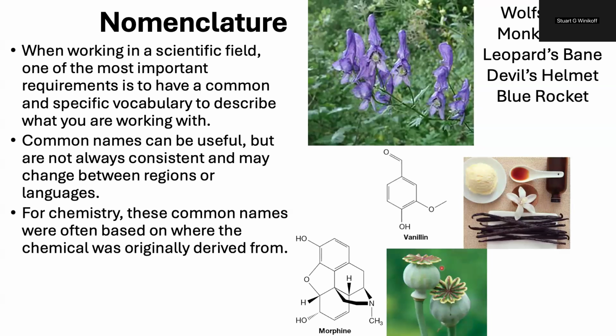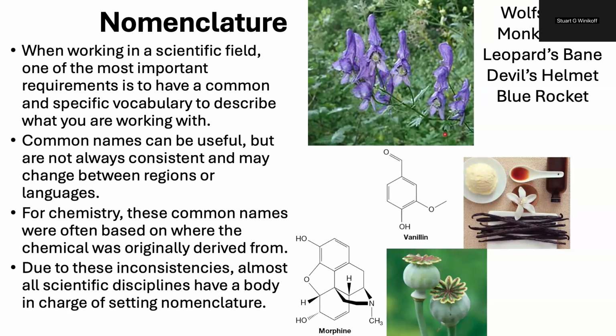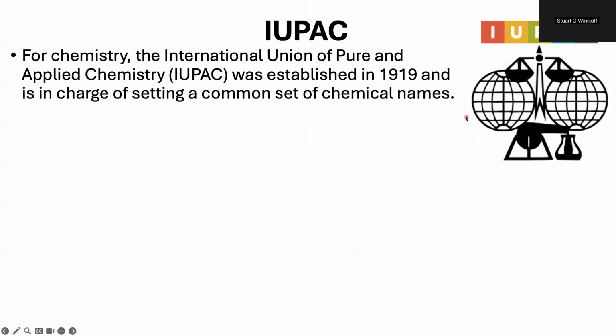Now, one of the things that we really need is, because we have all of these inconsistencies, we need to have a body that sets a given set of nomenclature. So going back to wolfsbane, thankfully, biology has committees in charge of setting scientific names. And in the case of biology, these plant or species names are often based on Latin. So, for example, if I'm looking at wolfsbane, this is often known as the genus Aconitum, again, coming from its blue character.